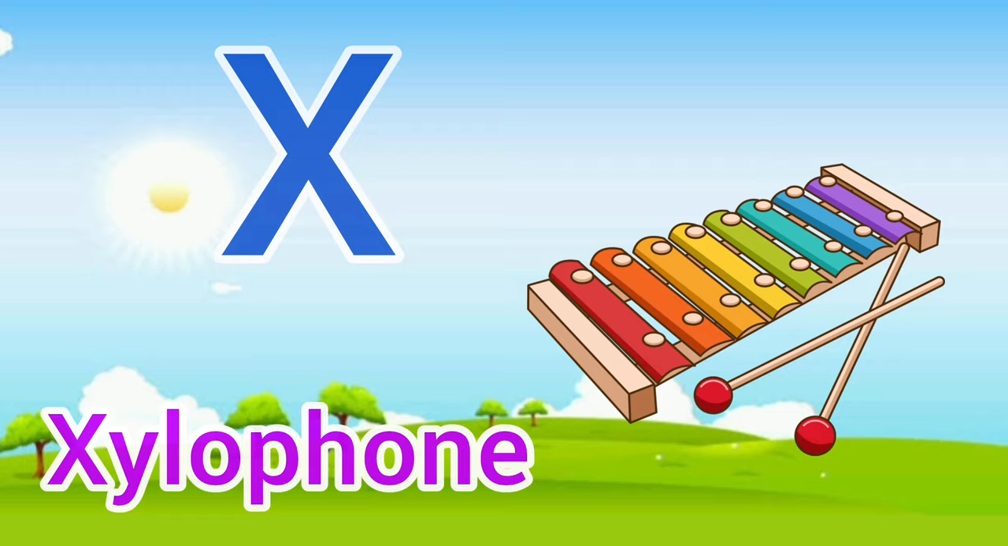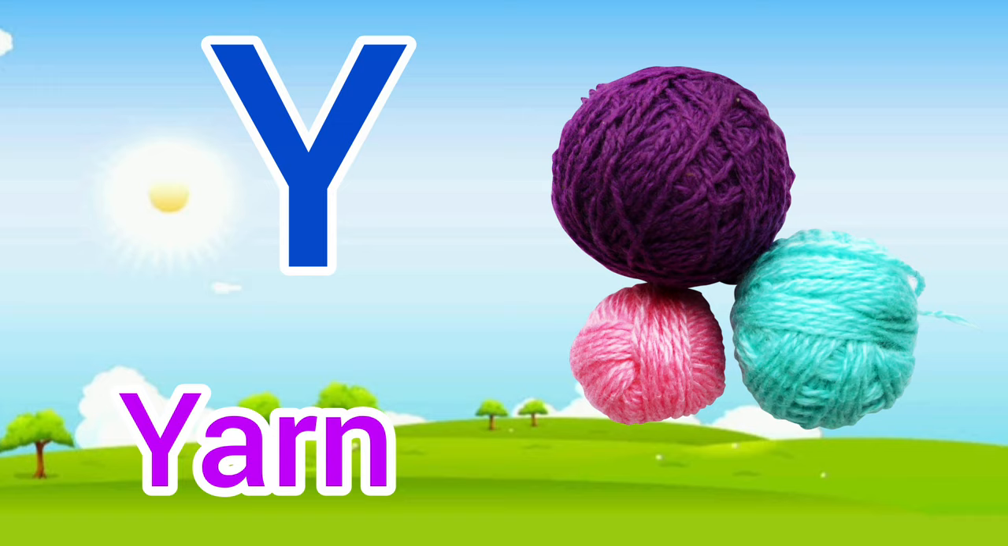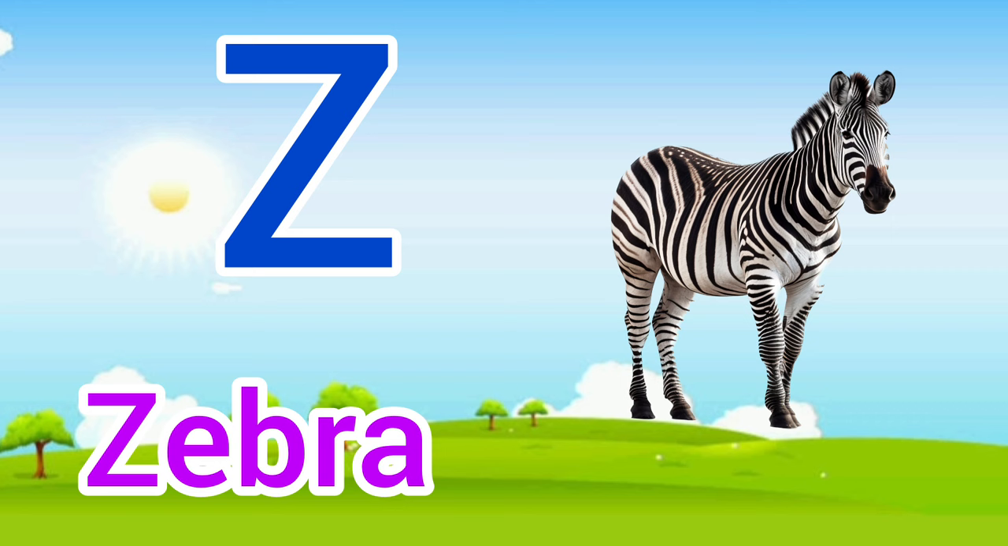Y for yarn. Yarn means dhaga. Z for zebra. Zebra means chittidar ghoda.